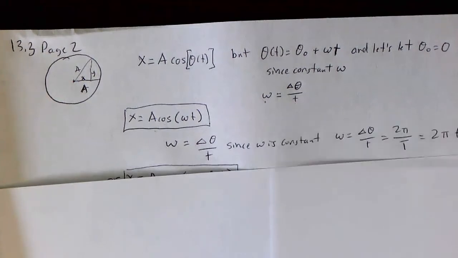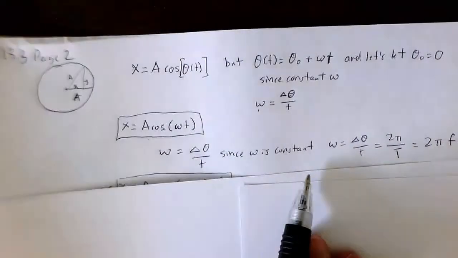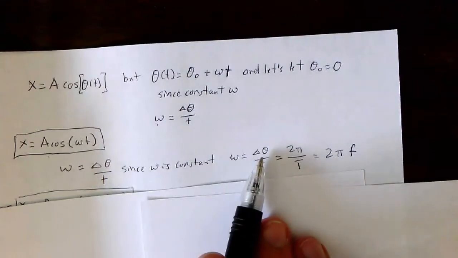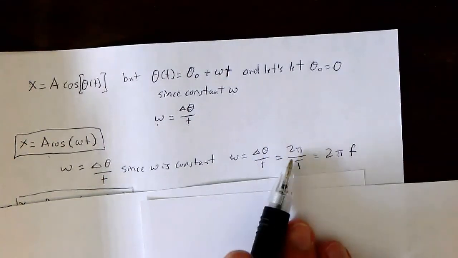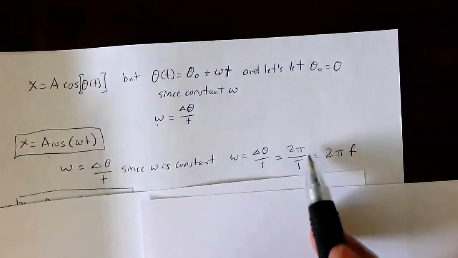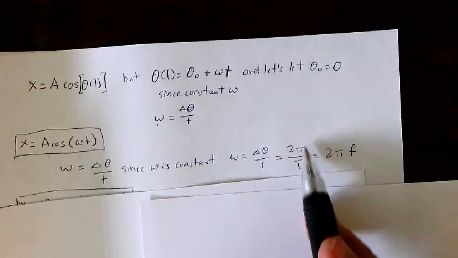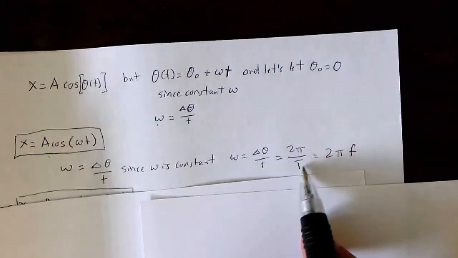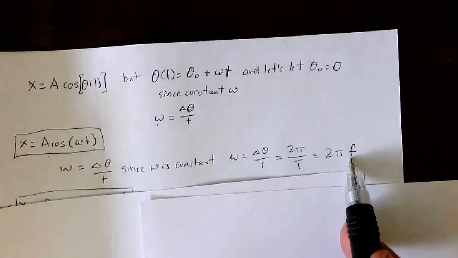So we're going to go back to, since the angular velocity is constant, we were saying that the angular velocity is the change in angular position over time is 2 pi over the period. And 2 pi over the period, well, the period is 1 over the frequency. So 1 over the period is the frequency. The frequency is 1 over the period. So we get 2 pi times the frequency.